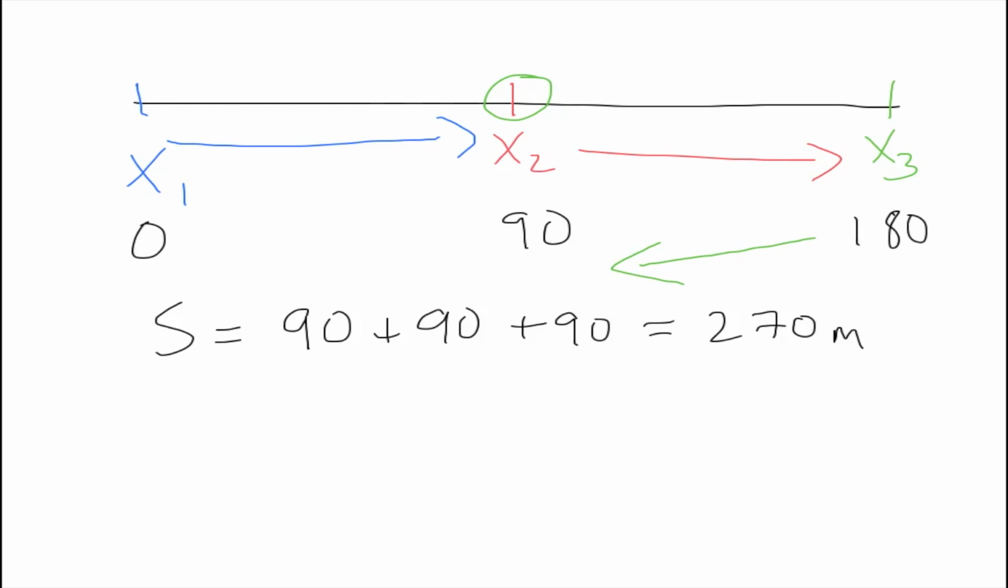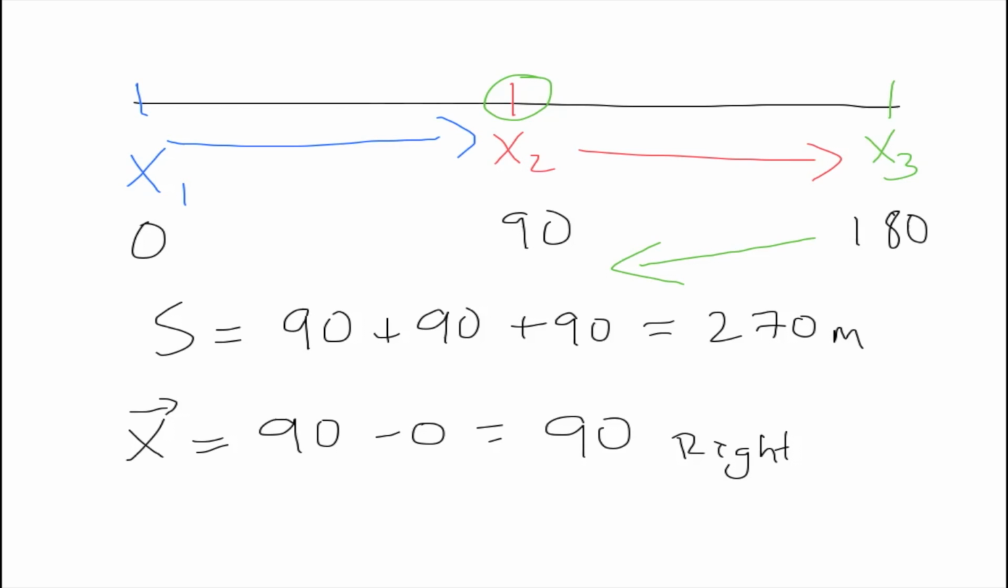For the displacement though, we want the difference in position. So your final position is x2, which is 90, and your initial position is x1, which is 0. So it's going to be 90 minus 0, and the displacement is 90. And because it's a vector, we need to say its direction, so let's say it's to the right, or +x.